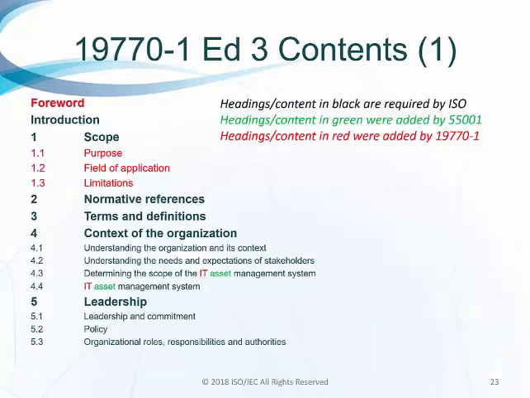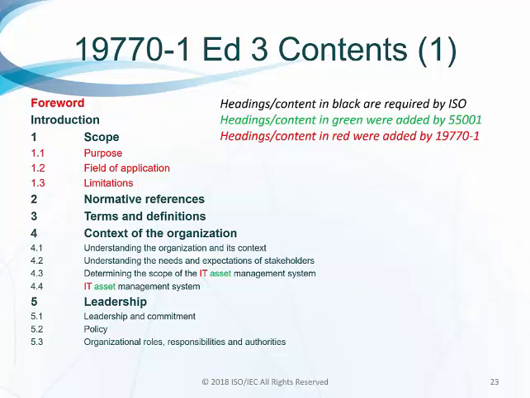I'd now like to quickly go through the table of contents of the ISO ITAM standard so you can see how all of this fits together. We're using the MSS high-level structure here. Anything that is required by ISO is in black. Those things which were added by the generic or the physical asset management standard 55001 are in green. The things which we've added in the ITAM standard are in red.